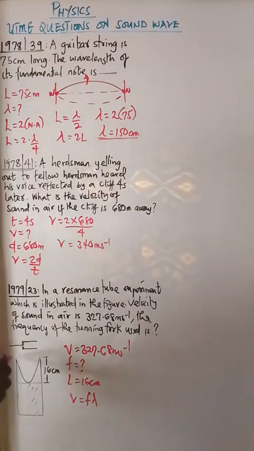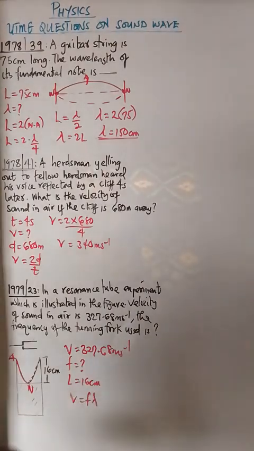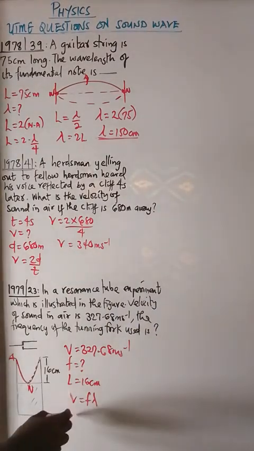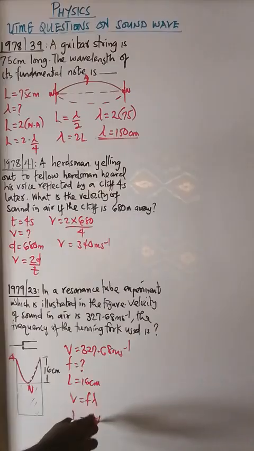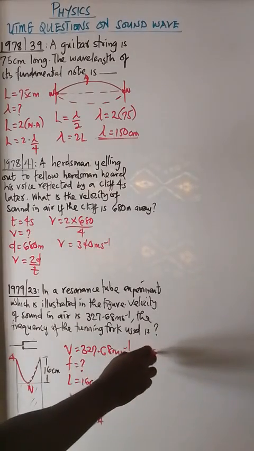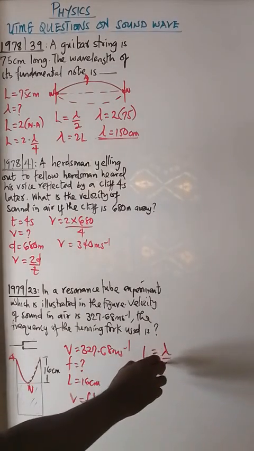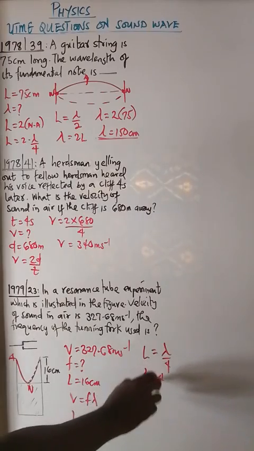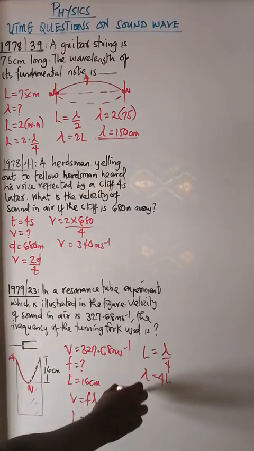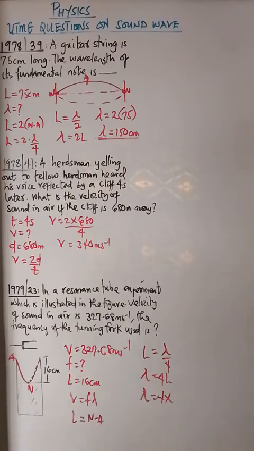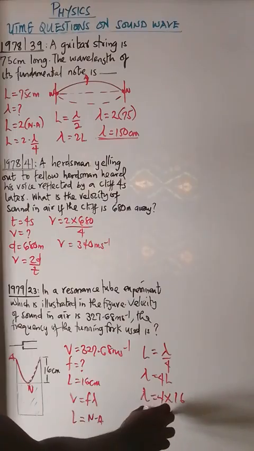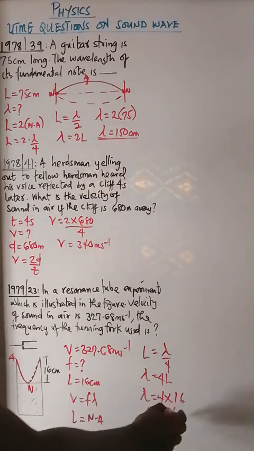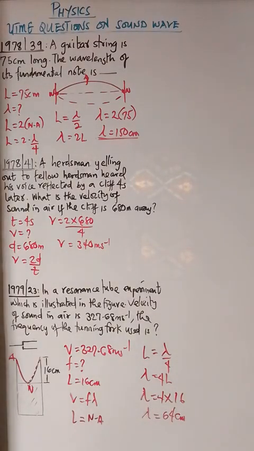So this is the antinode, this is the node. This is the incident wave, this is the reflected. We focus on the incident. Here, this length contains just a single node-antinode. So the length equals a quarter of the wavelength. From here, wavelength equals 4L. So what's the wavelength? 4 times the length, which is 16. Therefore the wavelength is 64 centimeters.